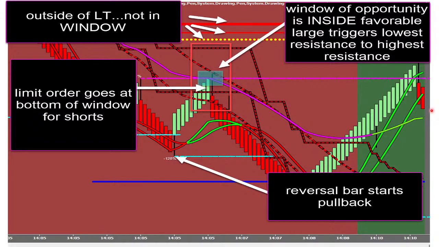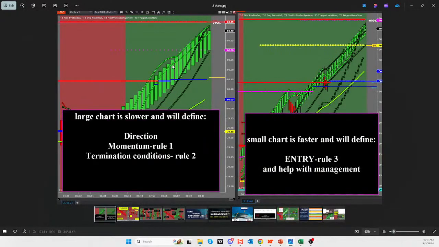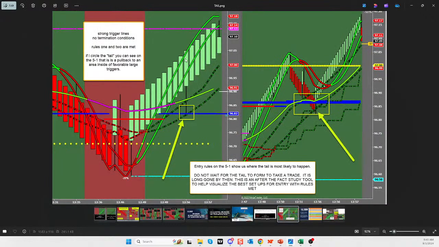Is everybody with me? I know it's a lot to take in, new users, but all we've done so far is we have talked about letting the large chart lead the way, right? We've talked about making sure that the large chart has momentum, that the large chart has nothing in the way. And then when everything says up on the large chart, we go to the small chart and we define exactly where the market is most likely to continue. And this is going to become your entry.